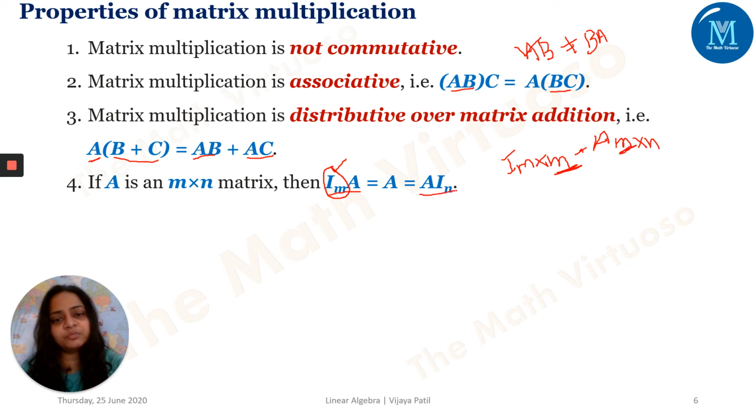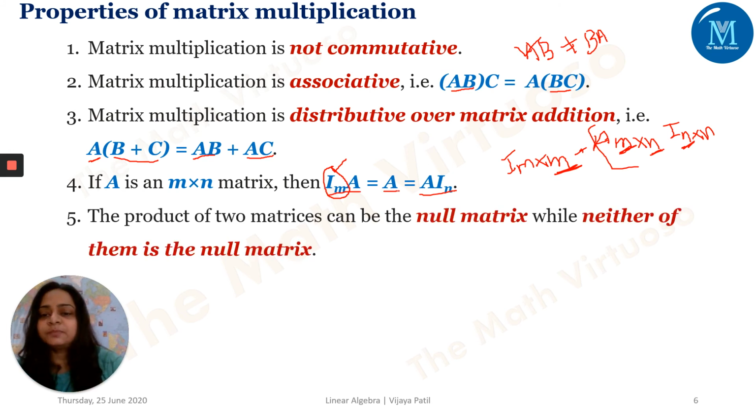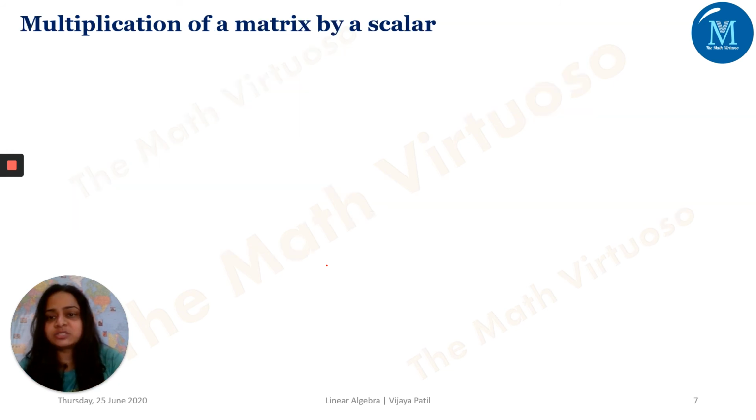And this is nothing but a post-multiplication, because if you observe this A, m cross n, if I multiply this with I, n cross n, this n and this n match, so it is possible, and therefore the resultant matrix would be of order m cross n, which is the same as my capital A. Okay, the product of two matrices can be the null matrix while neither of them is a null matrix. For example, the multiplication of two matrices A and B can be a null matrix, though neither A nor B is a null matrix.